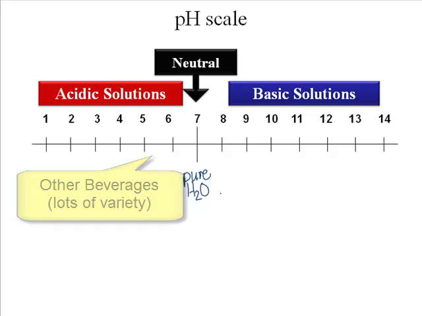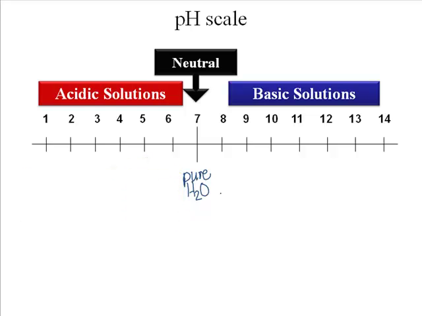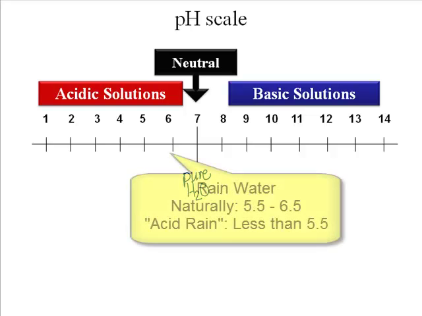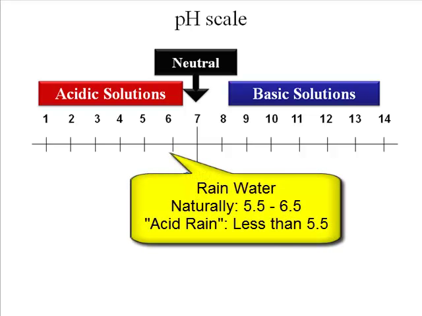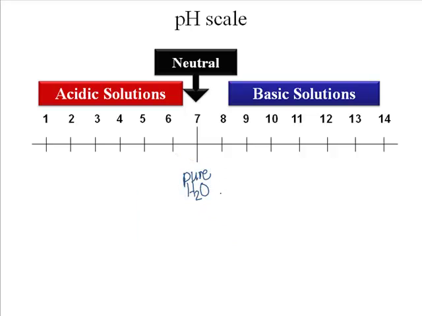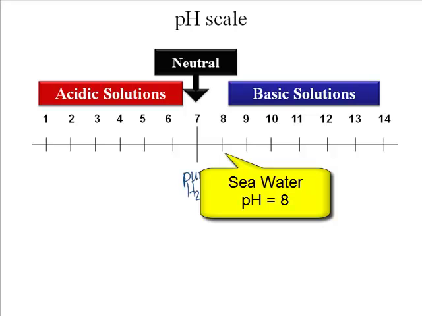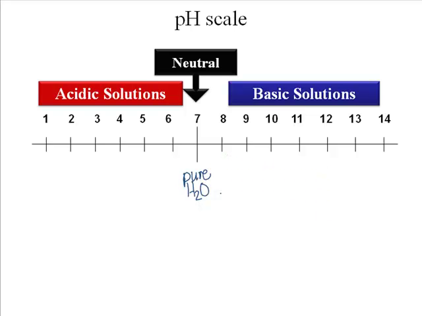Rainwater is actually slightly acidic, even in its most pure form, because of the way it interacts with carbon dioxide as it falls through the atmosphere. So rainwater usually has a pH of around 5.5 or 6. If it goes below 5.5, we refer to that as acid rain. Not all environmental water, though, is neutral or acidic. In fact, ocean water is close to a pH of 8. And in other basic solutions, not surprisingly, one thing you'll find are antacids.